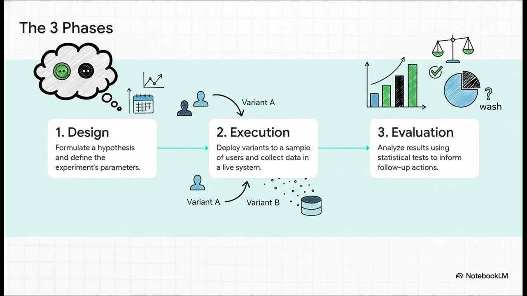Simple enough, right? Then comes execution. The test goes live. The software starts splitting users between the two versions and just quietly collects all that juicy data. And finally, you've got the evaluation phase. The number crunchers come in, run all their statistical tests, and declare a winner. Or sometimes they find out it made no difference at all.